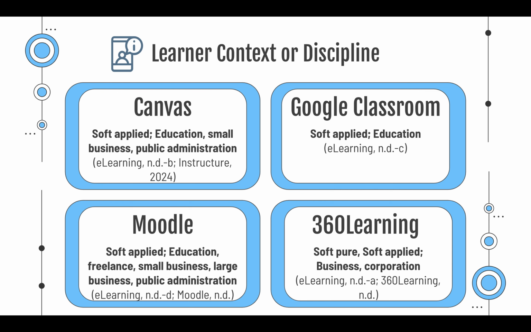Moodle, once again, best caters to soft applied disciplines as in education, freelance, small business. It does expand a little bit into maybe large business and public administration. And then 360 Learning, of these 4, applies the furthest. It does apply well to soft applied disciplines, as well as soft pure disciplines, in particular business education and corporate learning. So that one does stand out a little bit amongst the 4 options here.